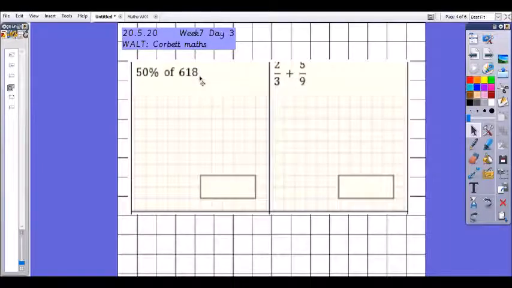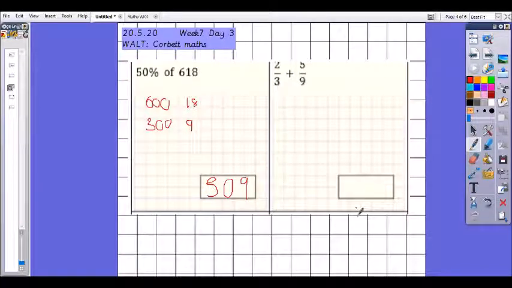Now your child should recognise that 50% is the same as finding half. So all they need to do is find half of 618. To make this a little bit easier, what you could do is split 618 into 600 and 18 and find half of each. So half of 600 we should know is 300, half of 18 is 9, put them together. Half of 618 is 309.